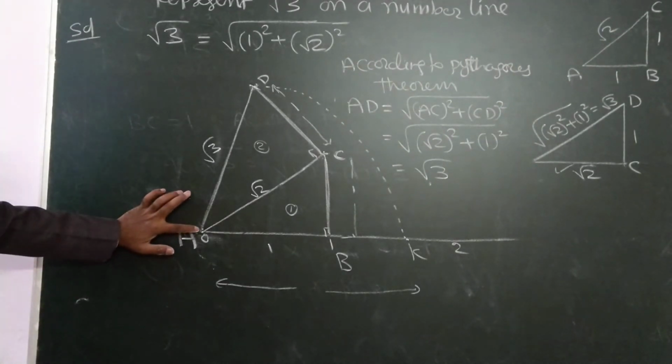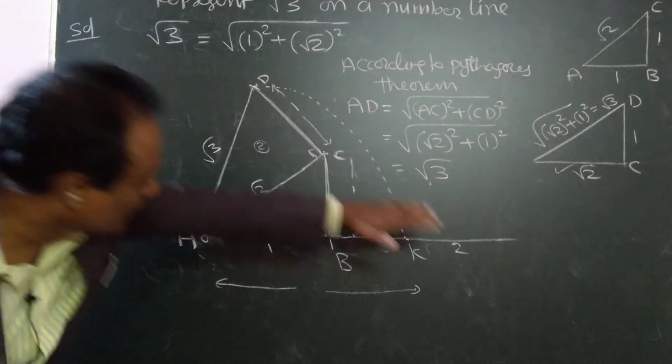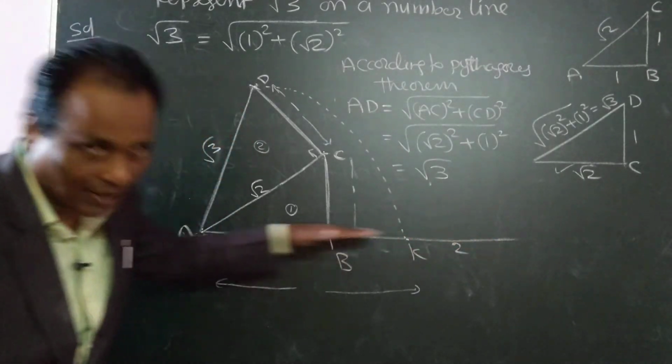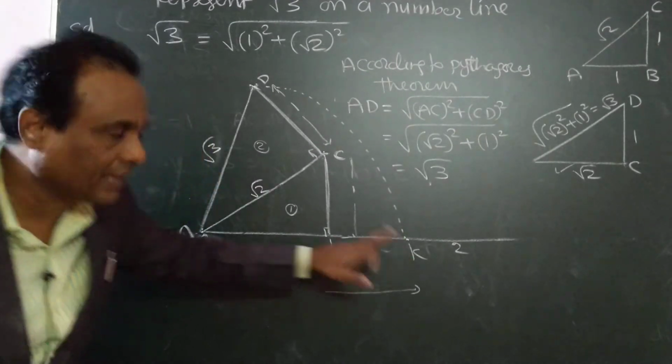Take A as center. Actually, this is our answer, but the answer should be on this line. This is our number line. So it should not be here, it should be represented on our number line. So the same projection I will take on the number line.